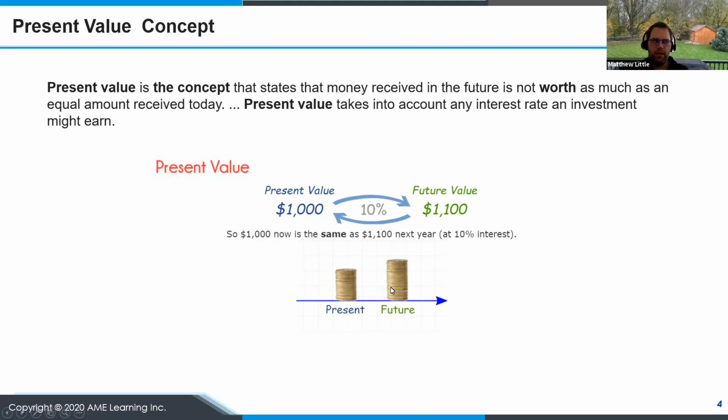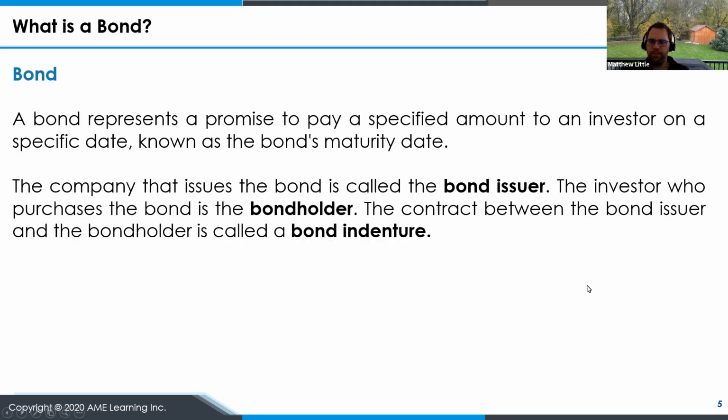So the idea in this example is that the present value today might be $1,000, but say the interest rate being earned on that item is 10%. The future value a year from now is $1,100. Today it's only worth $1,000, but in the future it could be worth $1,100. So that's just to depict what we mean by present value.